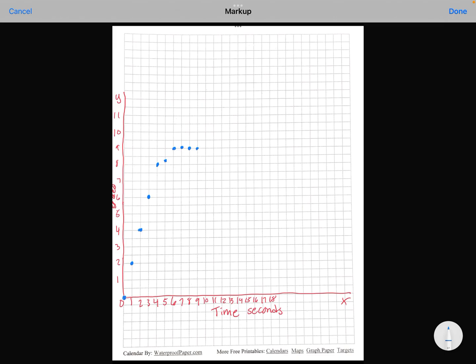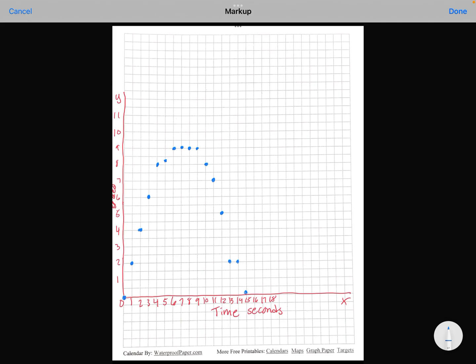At 10 seconds, we are at 8. At 11 seconds, we are at 7. At 12 seconds, we are at 5. At 13 seconds, we are at 2. At 14 seconds, we are at 2. 15 seconds, we are at 0.